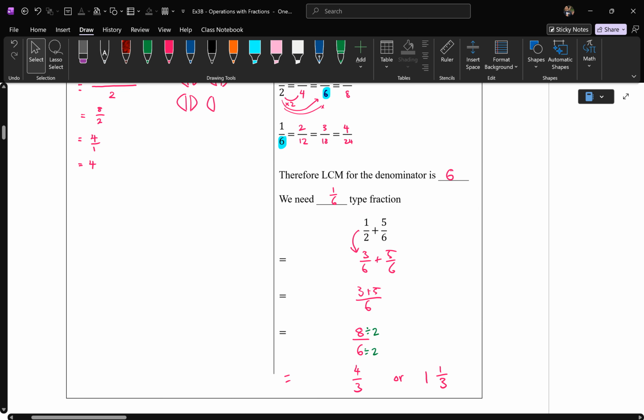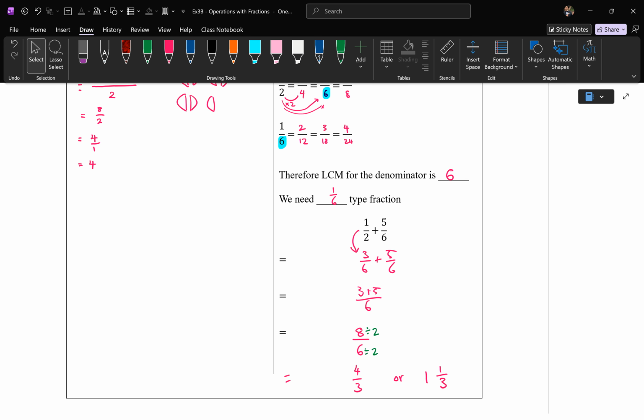Tomorrow we'll continue because I spent quite a bit on the group activity. But that's all I want you to practice. Just add, subtract for today. Tomorrow we'll work on mixed fractions, multiply and divide. Okay?